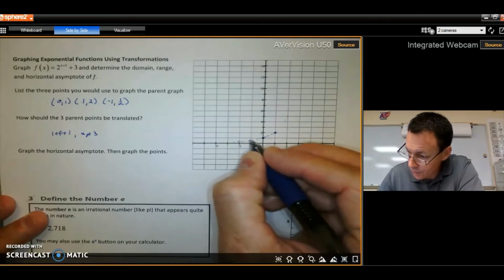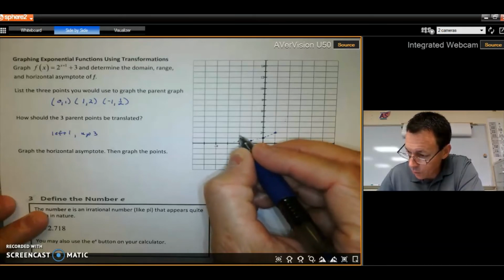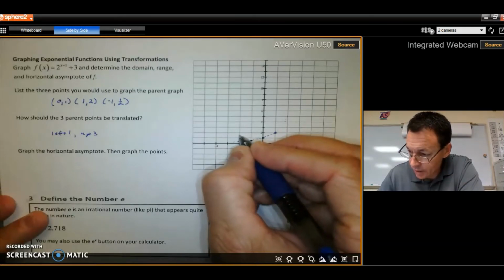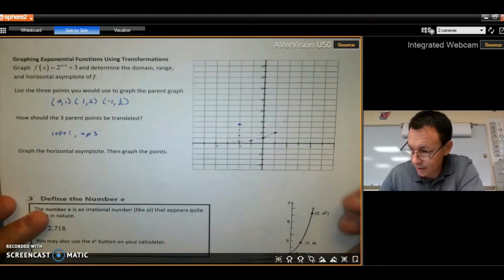So remember, look at our y value. We're up a half. So I'm going to go left 1, and then I'm going to go up 3. So I'm going to go up 1. That's still going to put me halfway in between. I'm going to go up again, and I'm going to go up again. That's where I'm going to end up.